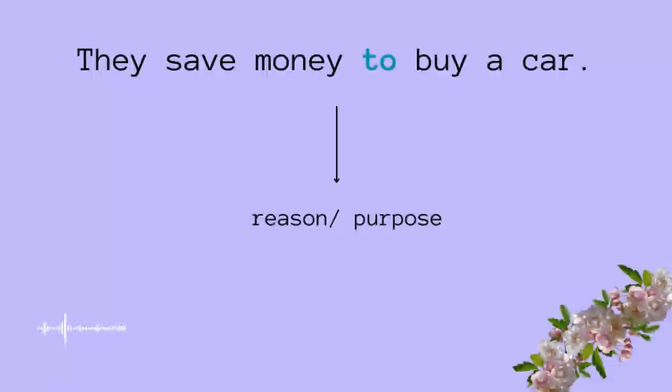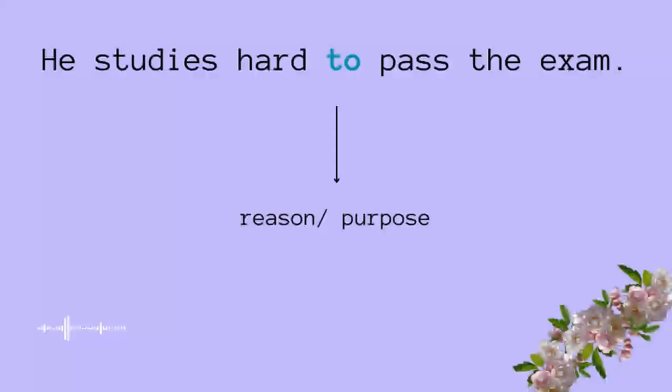Let's have a look at the last example of this video. He studies hard. Why? To pass the exams. So in this case, we are using "to" for the reason, like why does he study hard? To pass the exam. So this is how you can use "to" to speak about the reasons.